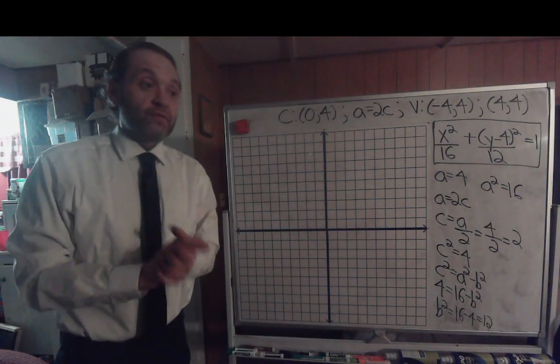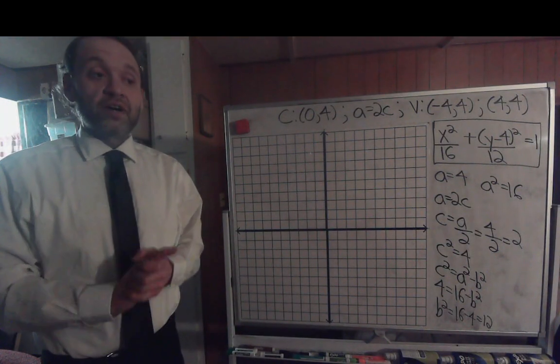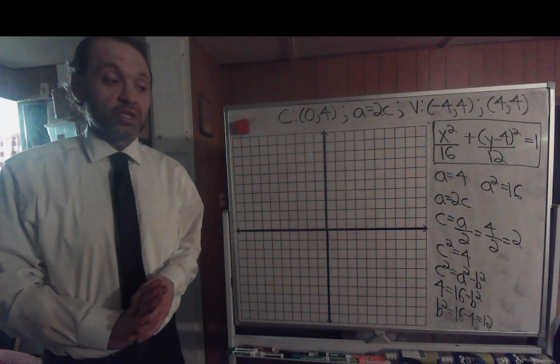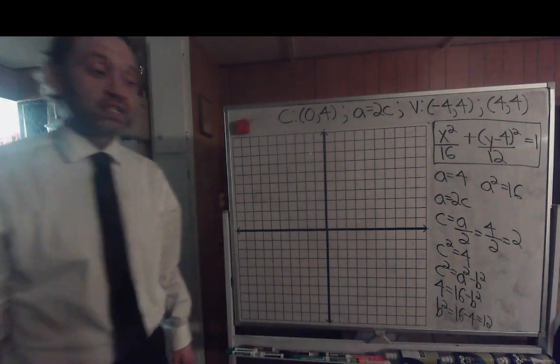Alright, so that's it for ellipses. On the very next lesson, we're going to start a 2-lesson series on hyperbolas, which are the final type of conic section we'll talk about.